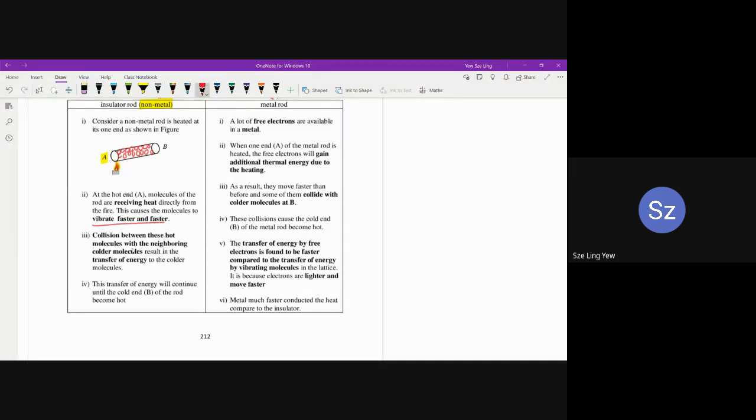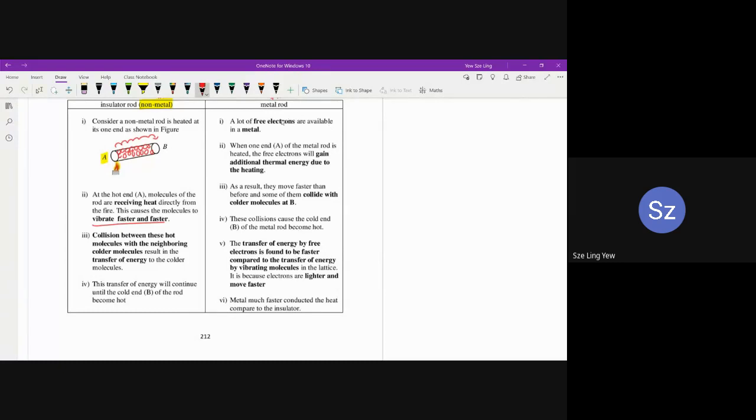So collisions between these hot molecules and the neighboring colder molecules result in the transfer of energy. So energy is being transferred by vibration to the colder end. So they vibrate, they transfer energy. Eventually, the energy will reach the cold end. So this transfer of energy will continue until the cold end of the rod becomes hot. And it will stop once point A and point B are in an equilibrium state. It means that the heat flow is at a constant rate.